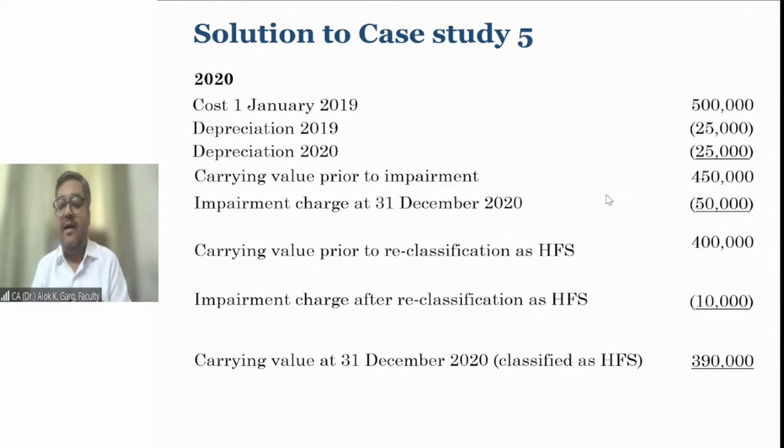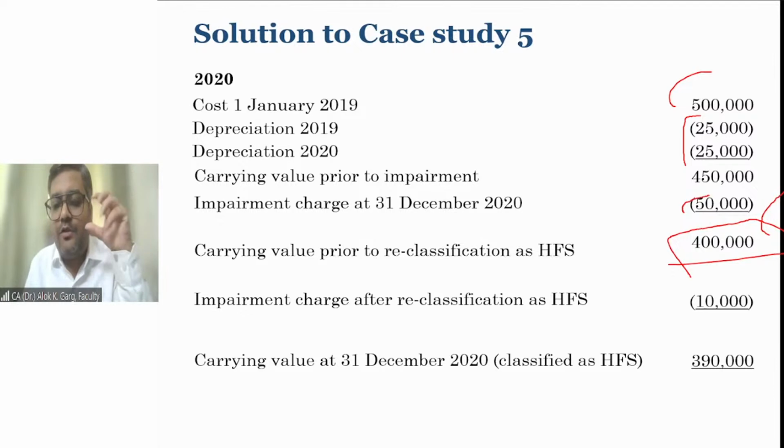So please tell me the simple question. I am asking, what is the carrying value on 31st December 20, not 21, 31st December 20. You guys have computed that value. Friends, you have computed. This is the value as per PPE standard. 5 lakh was the cost. 50,000 was the accumulated depreciation. Another 50,000 was the impairment loss. 4 lakh was the carrying value as per Ind AS 16. This is what you have calculated.